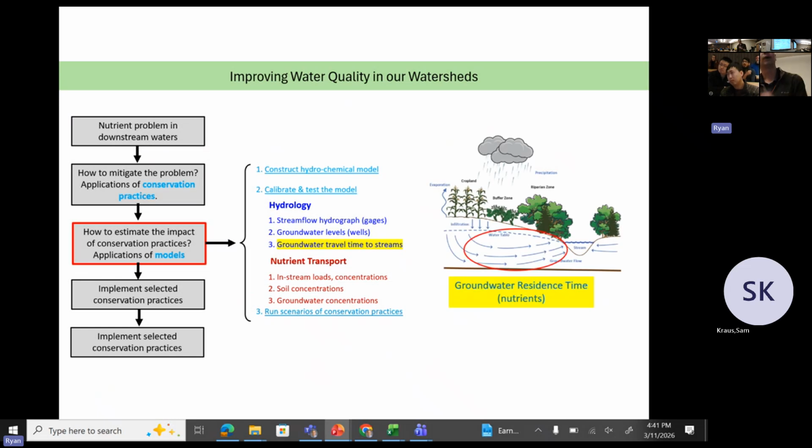So again, we want to track groundwater residence time, and we're going to use a watershed model called SWAT Plus, the Soil and Water Assessment Tool created by the USDA.